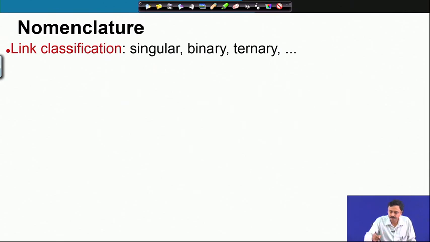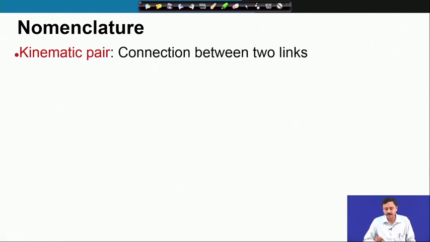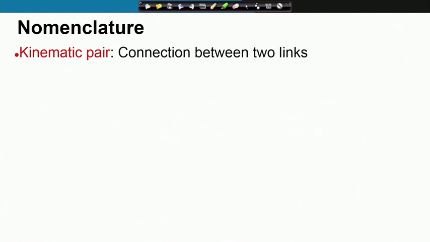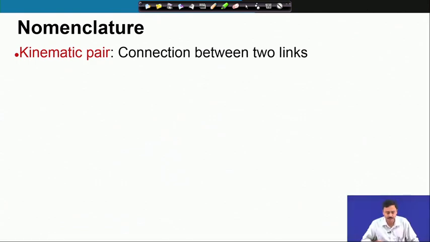A kinematic pair is the connection between two links. Whenever you connect two links, the connection can be a weld. Suppose you just weld two links, then it becomes an extension of a single link. It becomes one rigid body, so it is not something very useful. But if you have a connection which allows some relative motion between the two links, then it is called a kinematic pair.